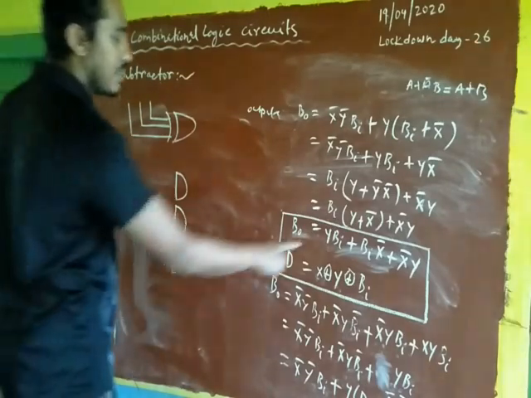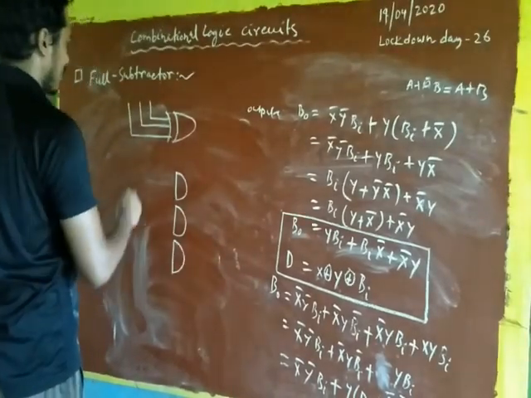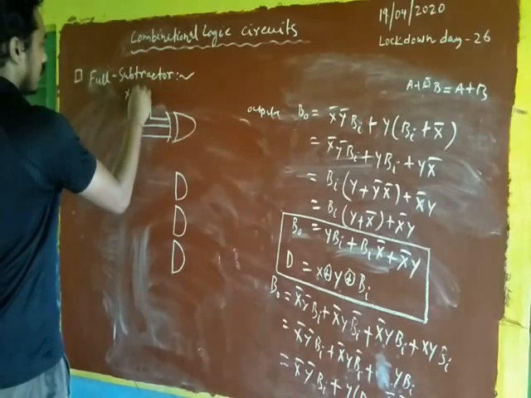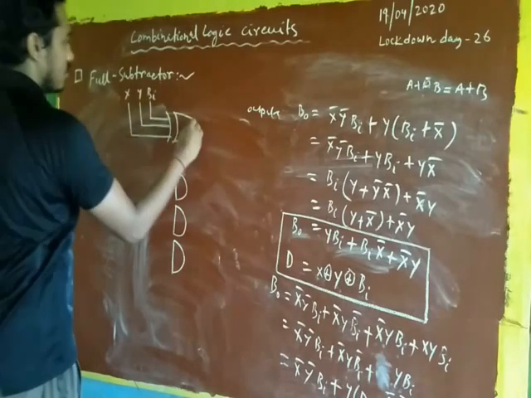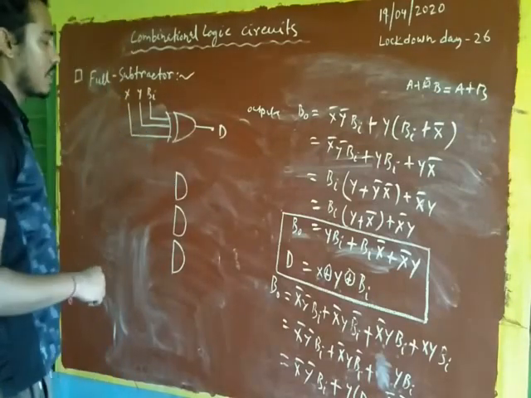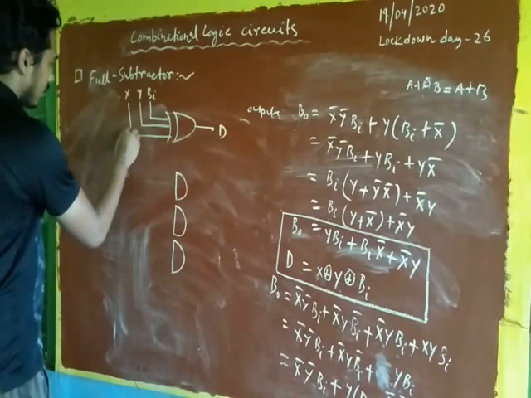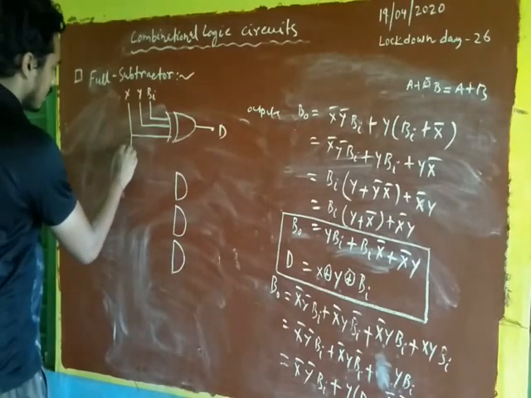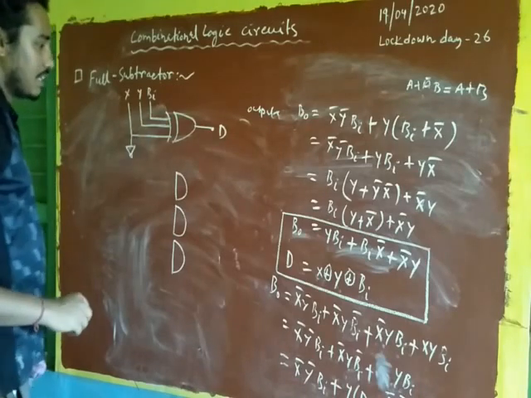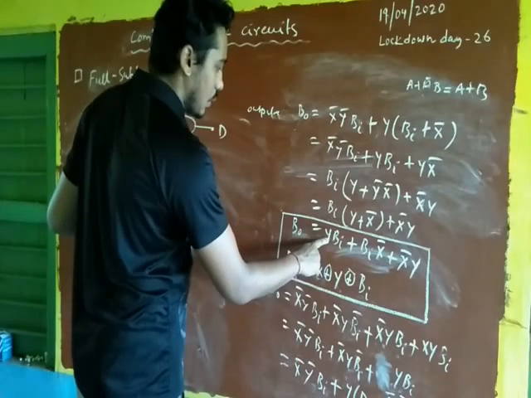so 3 AND gates are required in order to represent. Okay. Now finally we need to sum up this one. Okay. So here we are writing X, Y and BI. So finally we are getting the difference output, X XOR Y XOR BI. Okay. Now for this one we need to get one NOT gate.